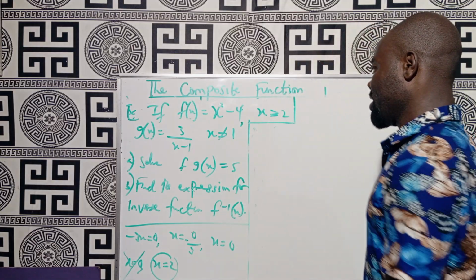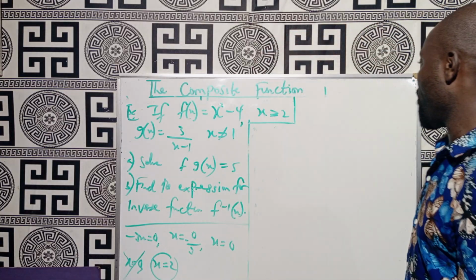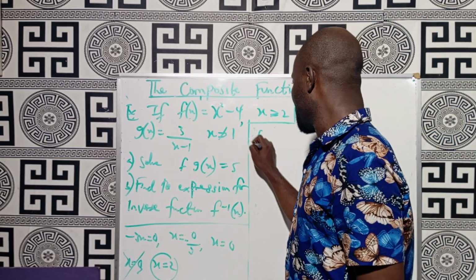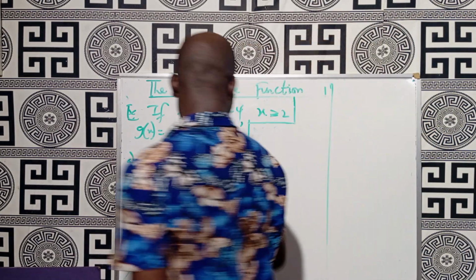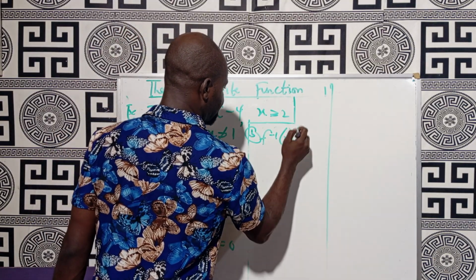Okay, part B says what? Find the expression for the inverse function f minus 1 of x. So let's do that quickly. So inverse f minus 1, that's part B. Let me work it like this. Part B, f minus 1 of x.